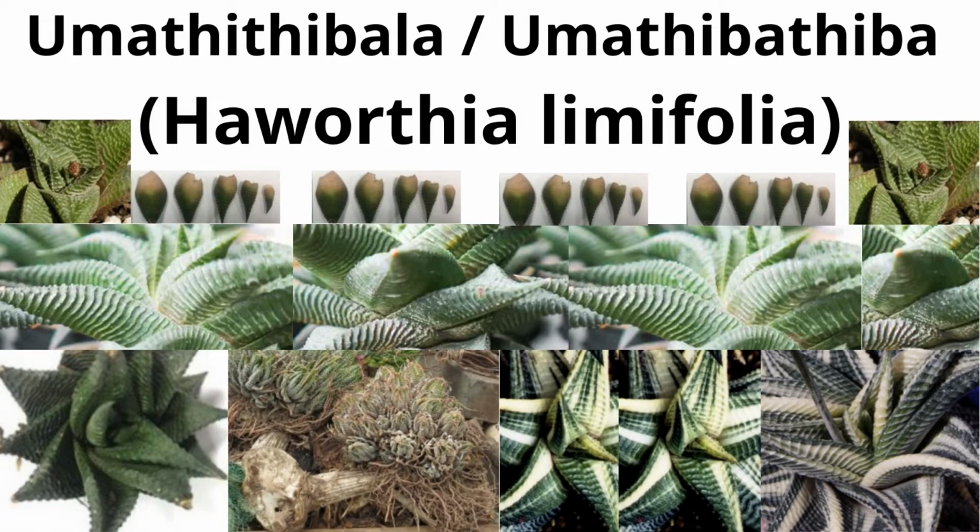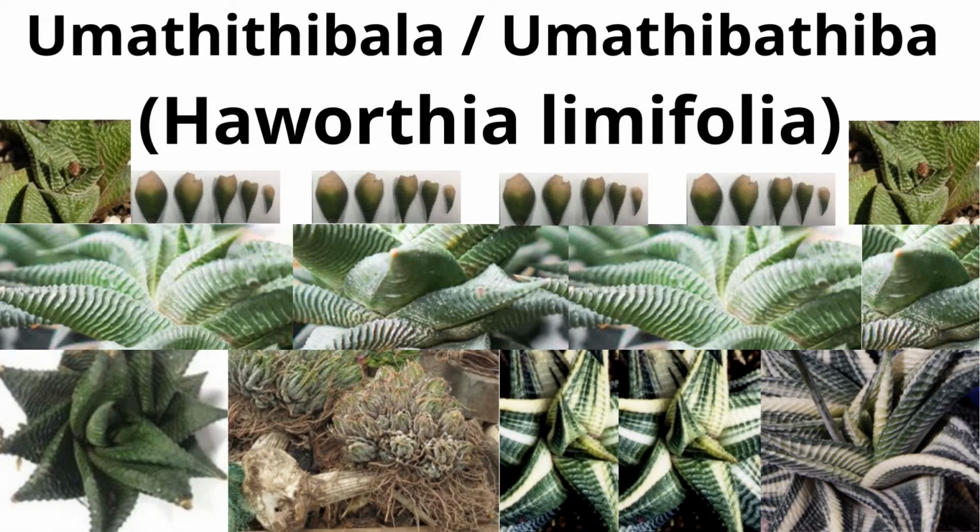And in total, the Haworthia genus has about 60 species, but unlike Ecological, Umathibathiba does not need a permit to own, and it doesn't cost thousands of rands to buy. In fact, you can buy Umathibathiba for just 40 rands, depending on the type of Haworthia species that you buy.